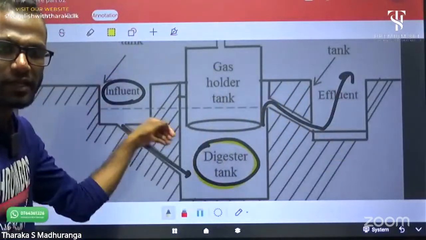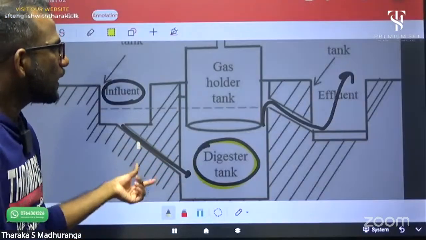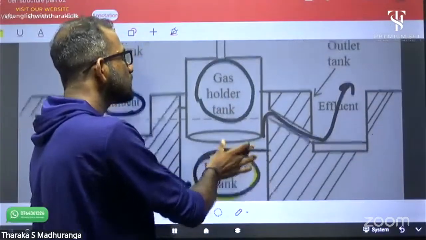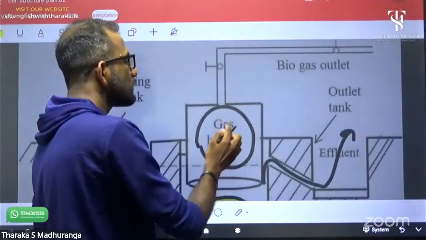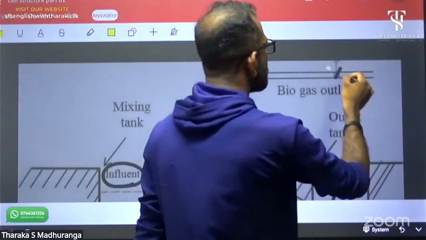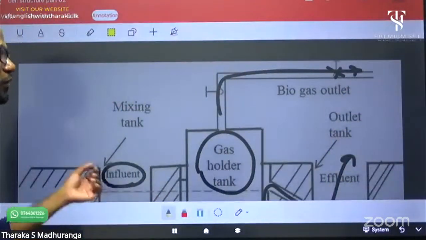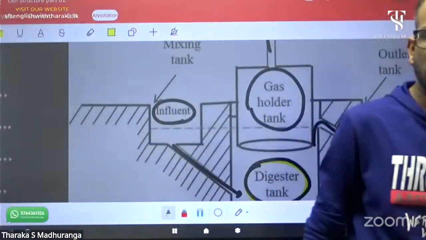This is a raw material insert tank. And there is a gas holder tank. The produced gas is held and kept for use inside this tank. And we can use the valve to get the biogas out. Okay, what are the raw materials we can use for this biogas production process?